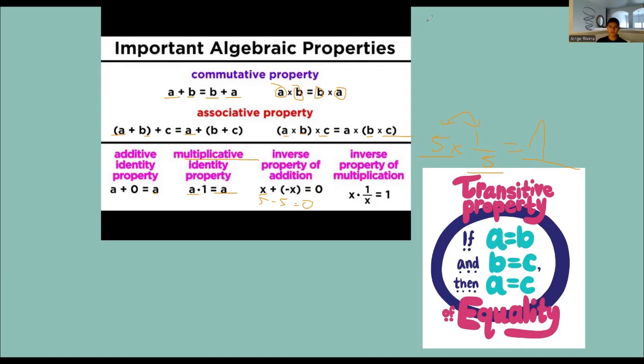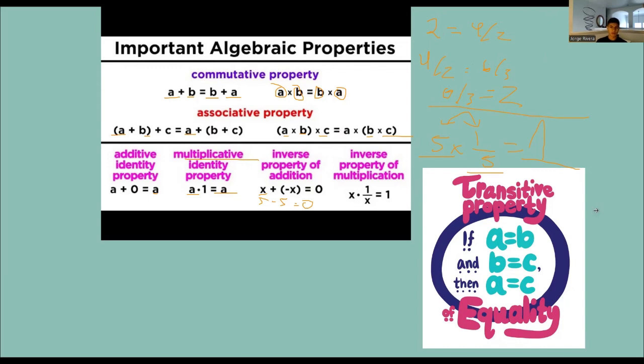An illustration of this: if we say 2 is equal to 4 divided by 2, and 4 divided by 2 is equal to 6 divided by 3, then that means 6 divided by 3 will always equal 2. So that's basically what it's saying.